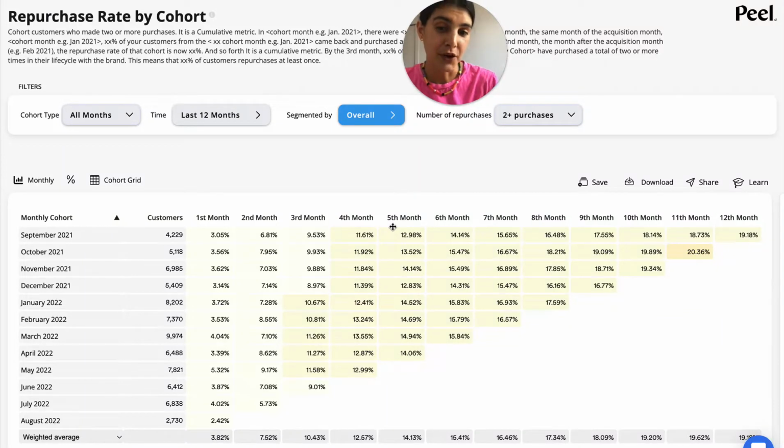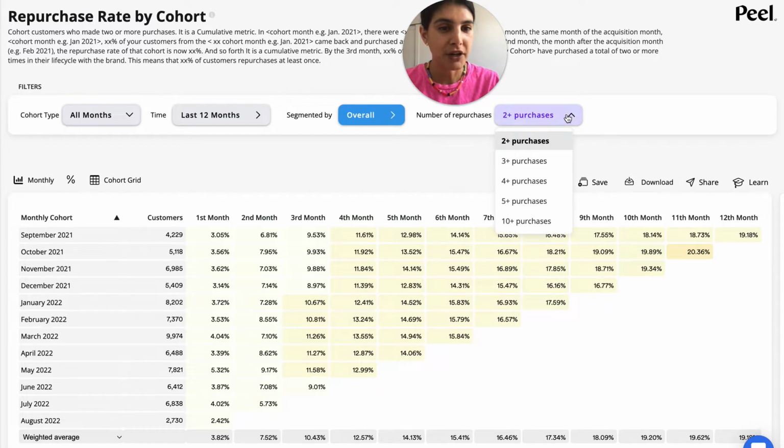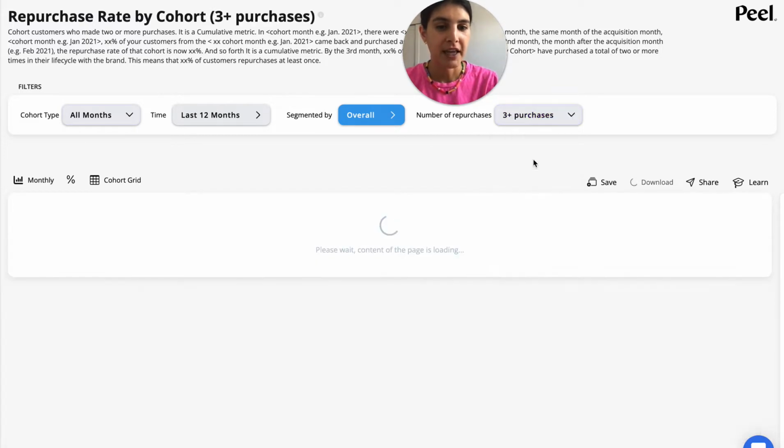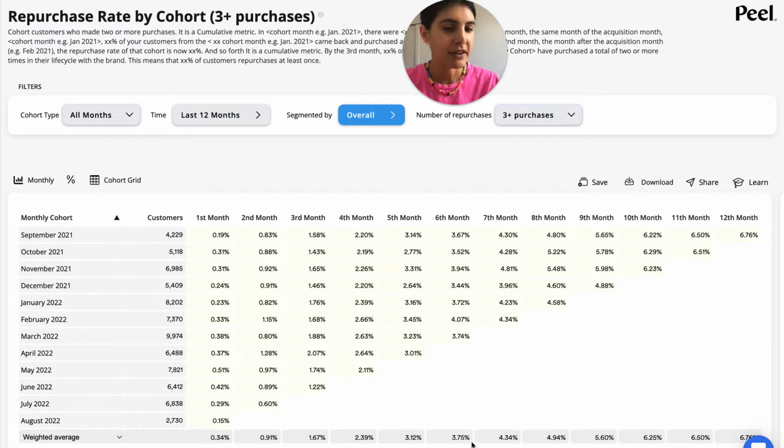So if you want to know what the repurchase rate is for 2+ purchases or 3+ or 4+, this is the analysis for you. This tells you the amount of customers that come back and buy a second time for 2+ purchases. Now, if you want to see what it looks like if they come back and buy for the third time, you would quickly toggle here and go to 3+. And quickly you'll see the stat.